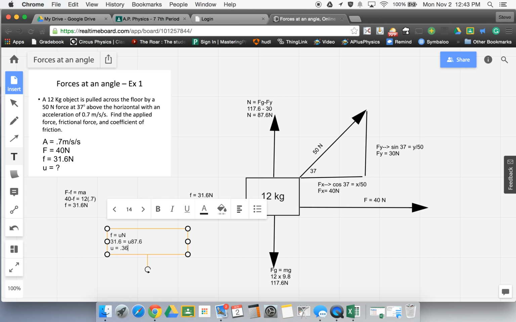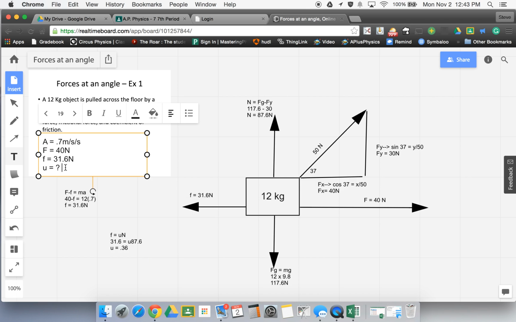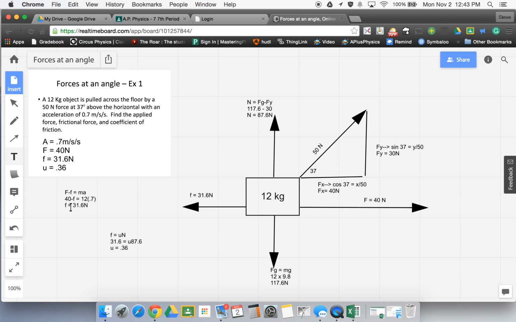There's no unit for the coefficient of friction. The coefficient of friction is a ratio to tell me how frictionless or friction full the surface is. Add that in here because they asked me to find it. And that's it. Don't forget Newton's second law and the friction equation.